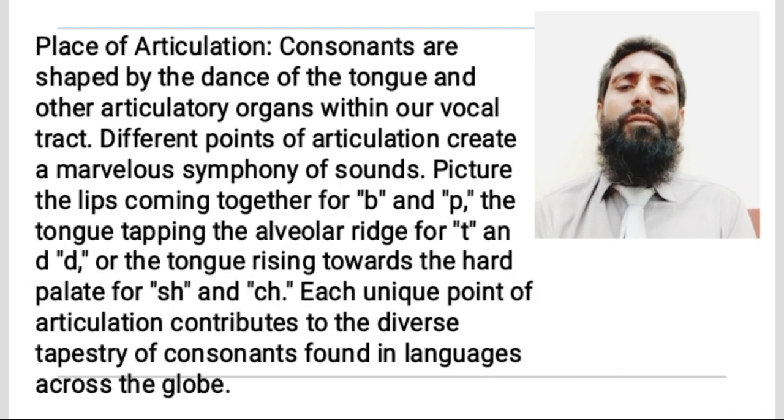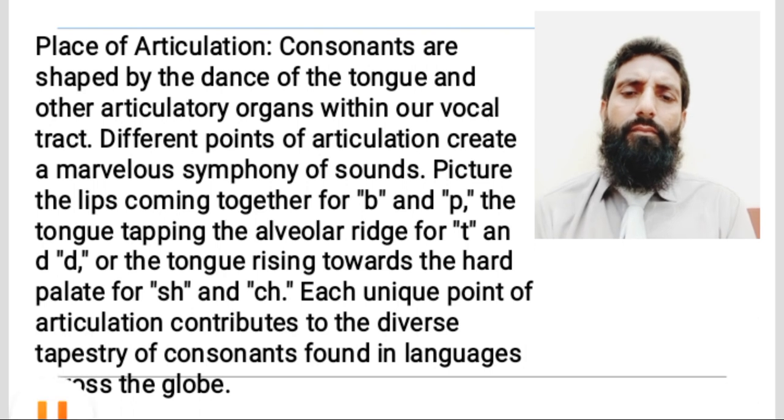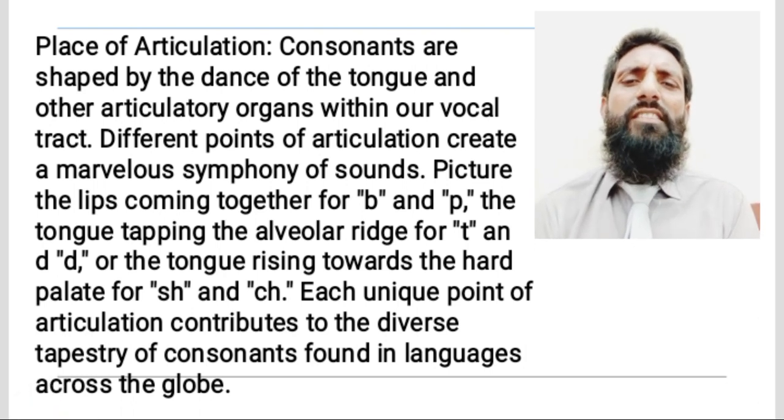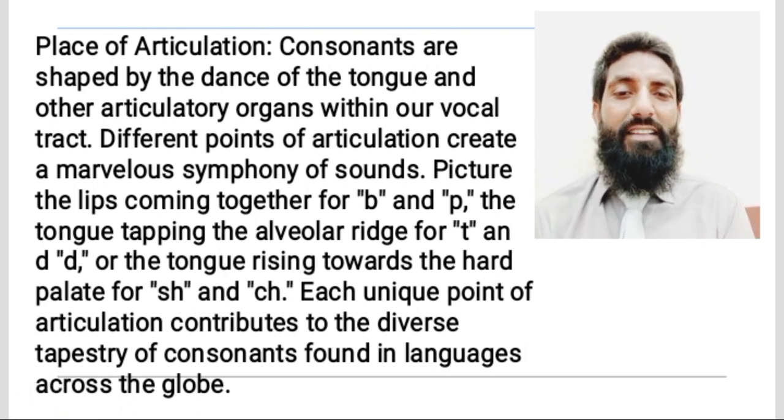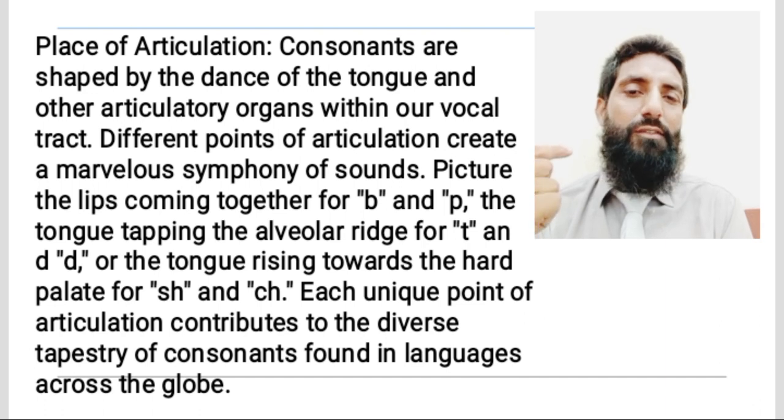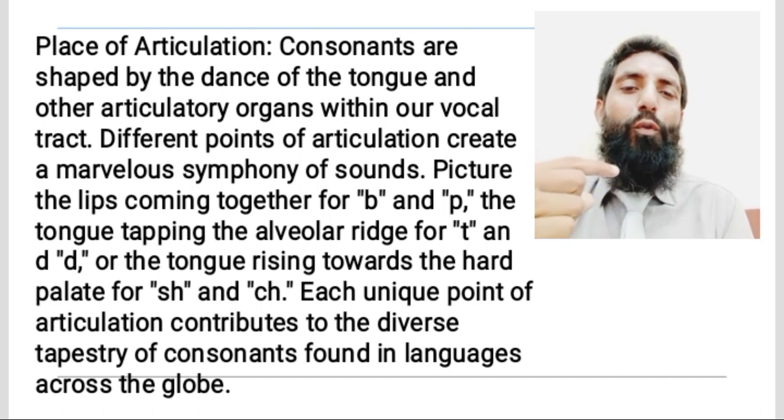Place of articulation. Consonants are shaped by the dance of the tongue. Yes, exactly. The consonants are shaped and spoken by the dance of the tongue. If your tongue is still, if it is stationary, if your tongue is not moving, you cannot utter a single word. So this can be said as the dancing of the tongue.